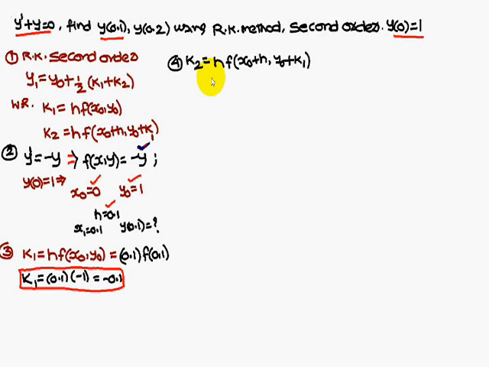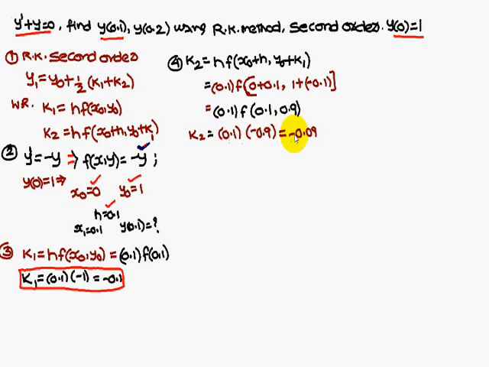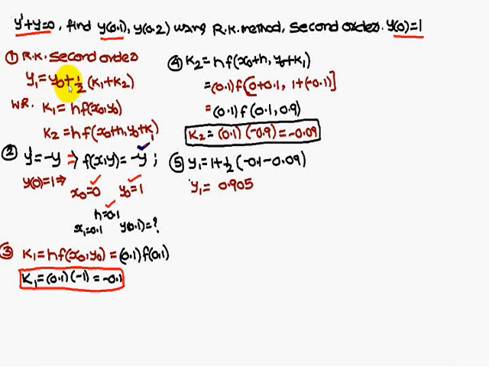k2 is nothing but h into f of (x0 plus h, y0 plus k1). Therefore h is 0.1 into f of (x0 is 0, h is 0.1, y0 is 1, k1 is minus 0.1). If you simplify, you get k2 as minus 0.09. You know the k1 value and the k2 value, just substitute these in the RK method second order: y1 is equal to y0, 1, plus half into (k1 is minus 0.1 and k2 is minus 0.09). If you add these values and simplify, you get 0.905. That means y of 0.1 is 0.905.